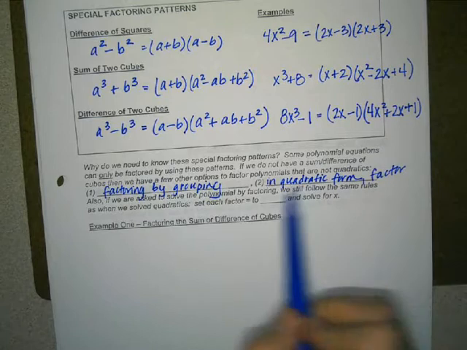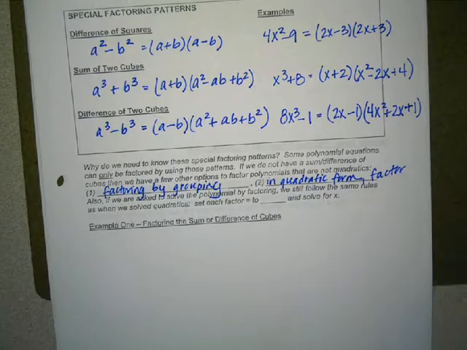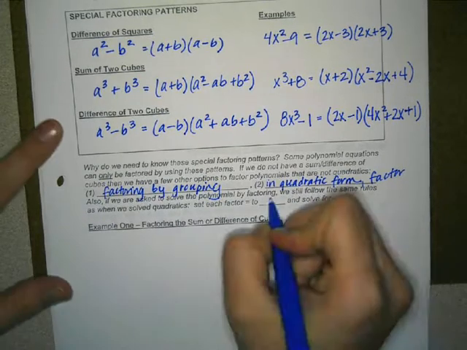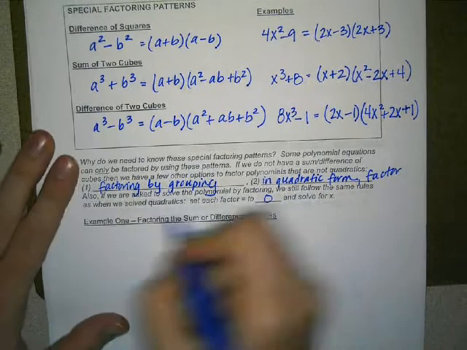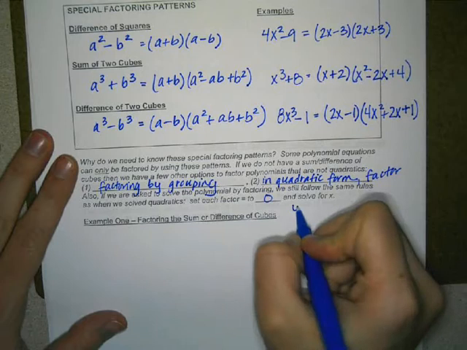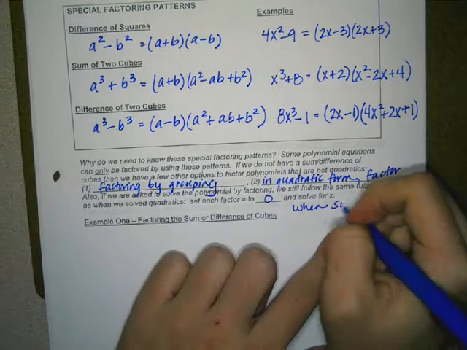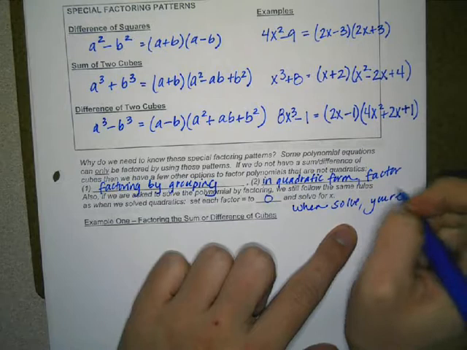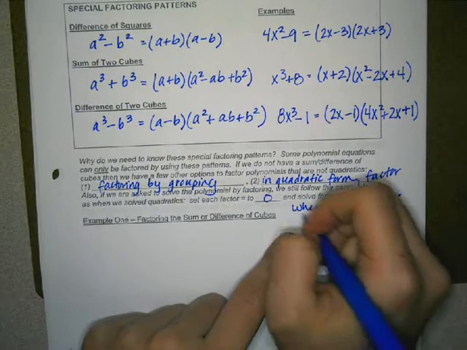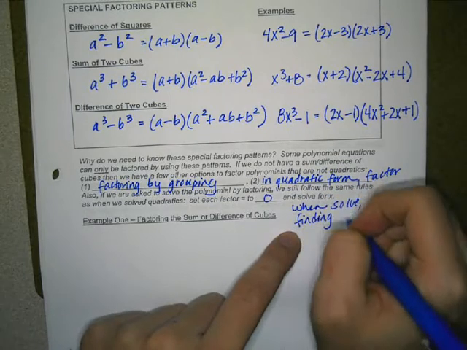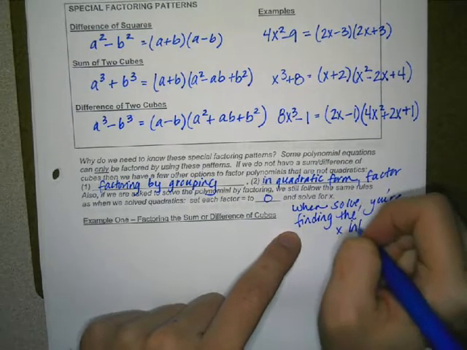This is what we're going to spend time focusing on next week. Also, if we're asked to solve the polynomial equation by factoring, we still follow the same rules. Once you factor, you set each factor equal to 0, and then solve for x, just like we did. And I want to add in this, when you set each factor equal to 0 and solve for x, you're finding the x-intercepts.